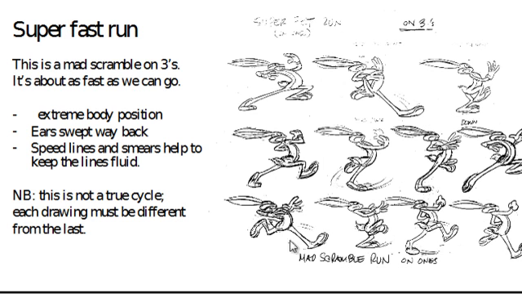Here's a super fast run, a kind of a mad scramble on 3s. This is about as fast as we can go. You'd have to have some blurring here to make this work. You'd have to turn on motion blur in Maya. And in drawn animation, we have to add sort of smear lines. You can't really do this on a cycle because the eye will start to pick out the individual poses. But this is about as fast as you can go.